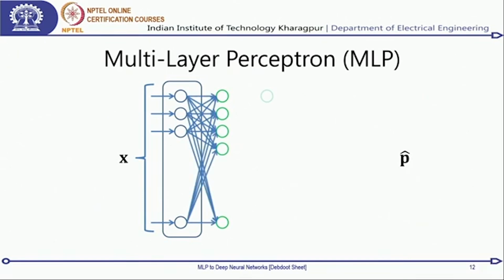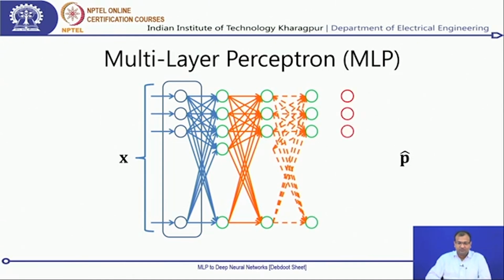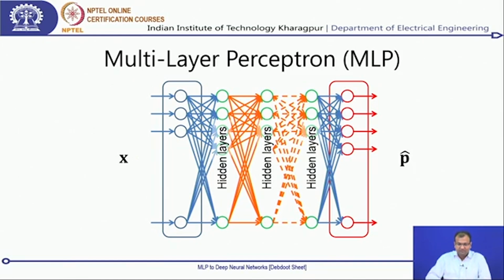So, I have my bunch of inputs x which connect to a set of intermediate nodes, that connect to another set of intermediate nodes, and subsequently to another set of intermediate nodes, and finally you get your final predicted output which is your p hat, where each of these intermediate sets of nodes is what is called my hidden layer.